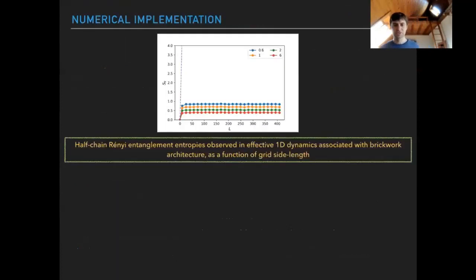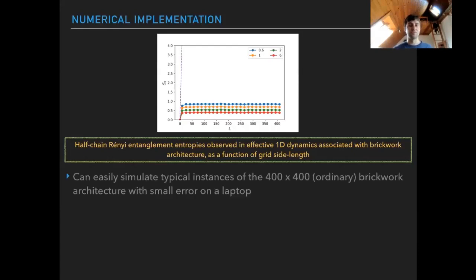Now I'll say a little bit about numerical implementation. This figure at the top here is showing how different Renyi entanglement entropies behave in the effective 1D dynamics corresponding to brickwork architecture. In particular, it's plotting the average amount of entanglement entropy across a cut that bisects the 1D state, and looking at how that behaves as a function of the side length. You can see the plot is indicating that there's no noticeable dependence of these entanglement entropies on the system size, which is indicative of an area law for the entanglement.